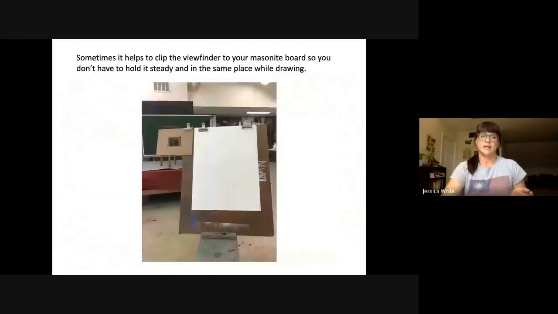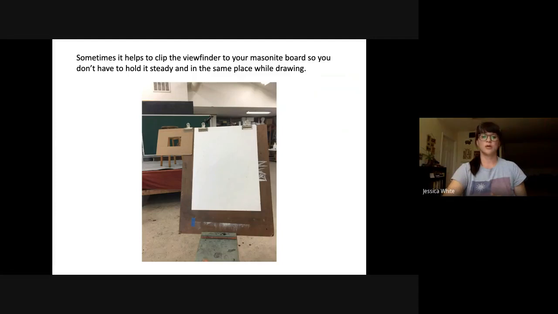And one last tip, sometimes it helps to clip the viewfinder to your masonite board. Just grab another bulldog clip and clip it to the edge while you're drawing. That helps to not have to hold it steady with your hands, and it always stays in the same place while you're drawing. You would just have to move the board around the room as you go, and you'll just look through the viewfinder as you move around the room.